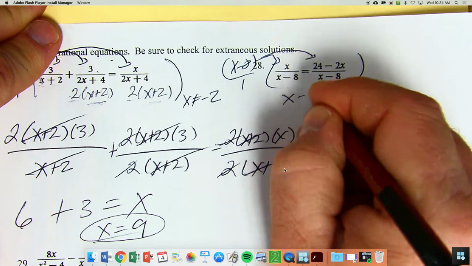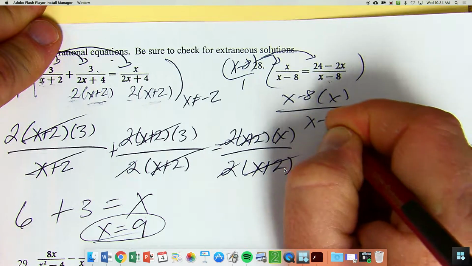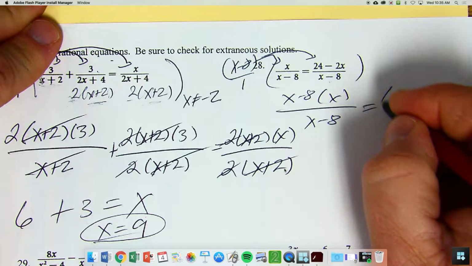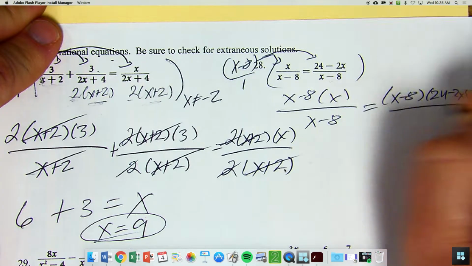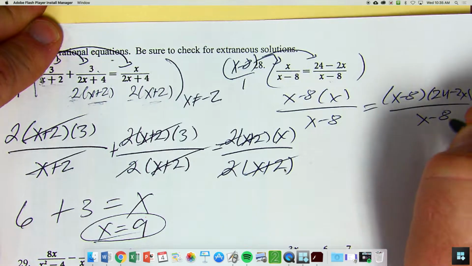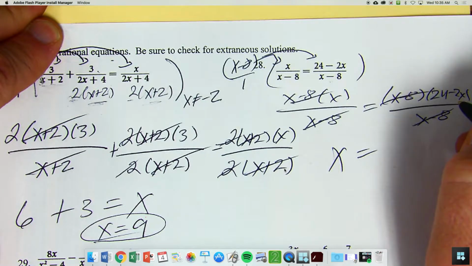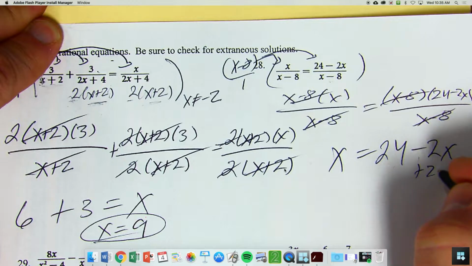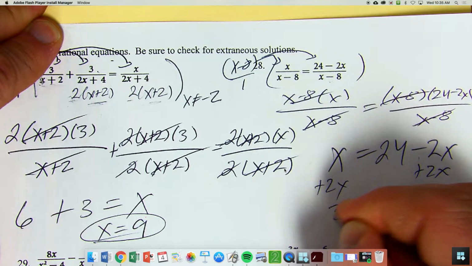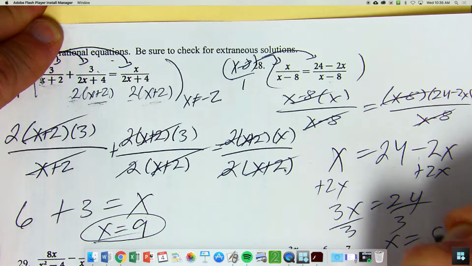That gives me x minus 8 times x over x minus 8 equals x minus 8 times 24 minus 2x over x minus 8. Say goodbye. Giving us x equals 24 minus 2x. I would add the 2x over. Give me 3x equals 24. Divide by 3. I get x equals 8.